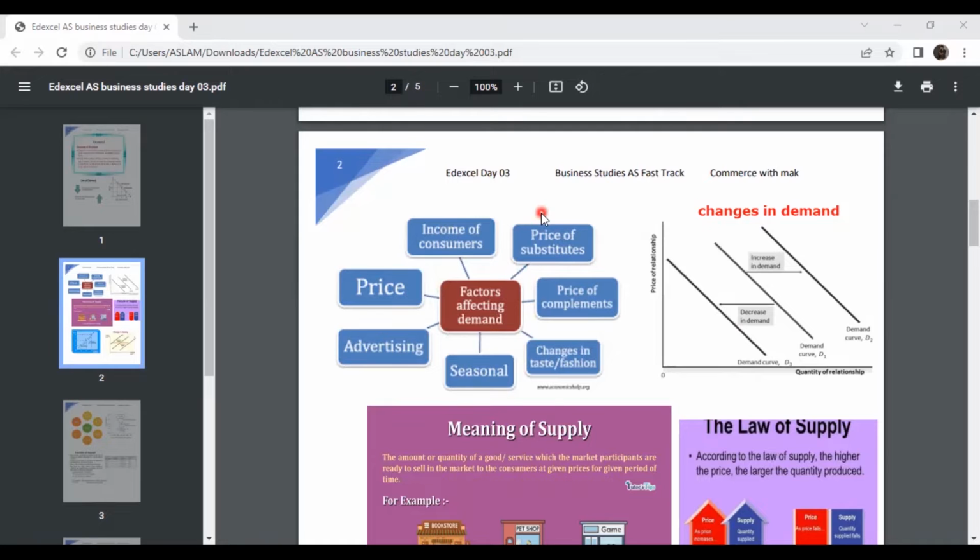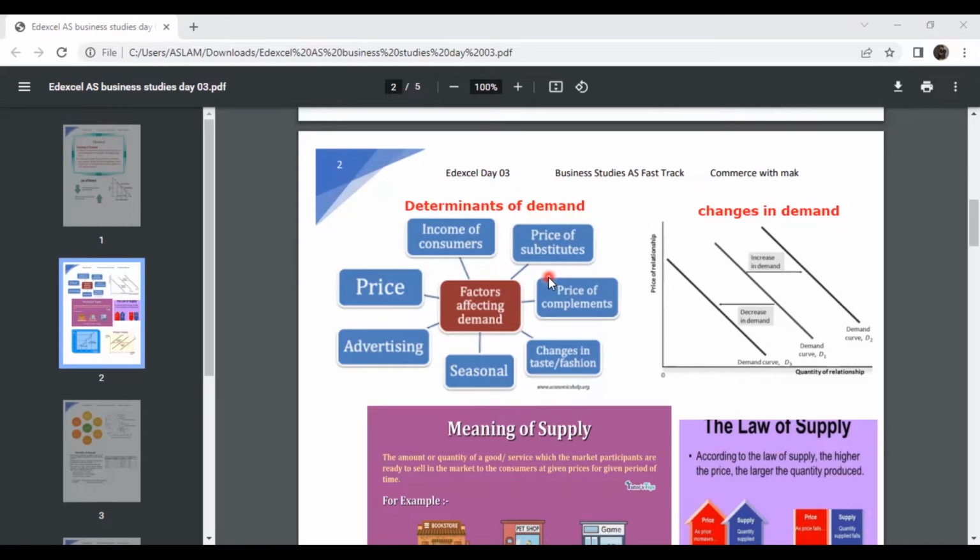Here you can see factors affecting demand. We have learned these things, but we don't want to go deeper. Income of consumers, price of substitutes, price of complements, changes in taste and fashion, seasonal, advertising, price. So moving on to the point, when we consider the factors affecting demand, we also have another term for these factors. We can also say it as determinants of demand. What is determinants of demand? Actually, a demand can either shift to the right or shift to the left based on the factors which are affecting the demand.